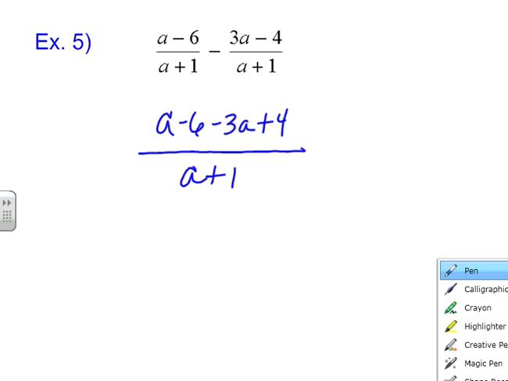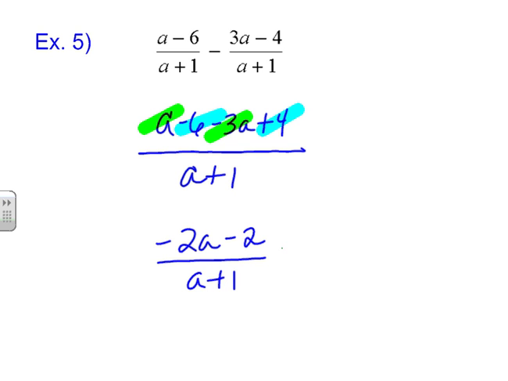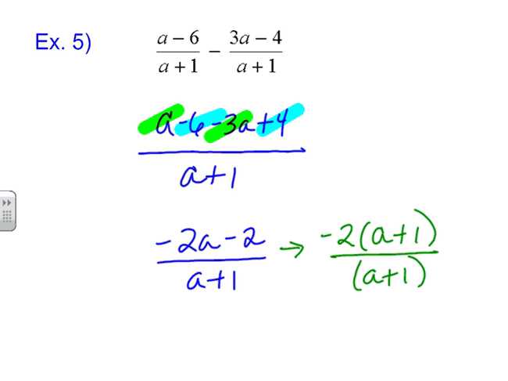We're going to put things together that are alike. Again, our minus 3a and our a are going to go together, and our negative 6 and positive 4 are going to go together. So a minus 3a is negative 2a, negative 6 plus 4 is negative 2, and we're going to divide that by a plus 1. Now we're going to do some factoring. In that numerator, we can take out a negative 2, leaving behind a plus 1. And in the denominator, we have an a plus 1 as well. We know that these a plus 1s will cancel because they are like binomials in the denominator and the numerator. That means that our final answer to this problem is just negative 2.